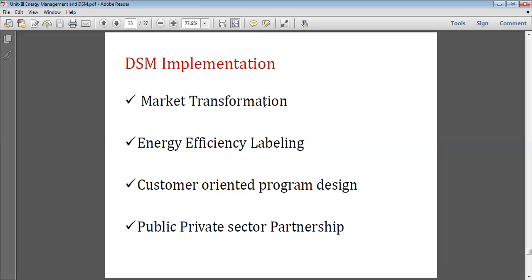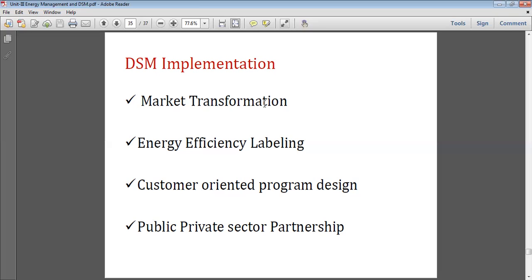Okay, so this is the second method to do the DSM implementation. Third is the customer oriented program design. We have to make it as per the customer need. The meaning is that in this case, it is included in the tariff also. Tariff is not the same for all types of consumer.